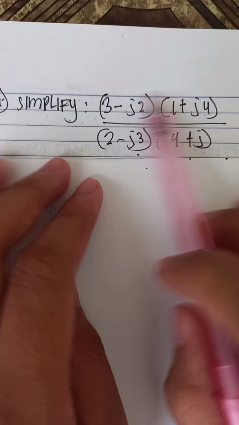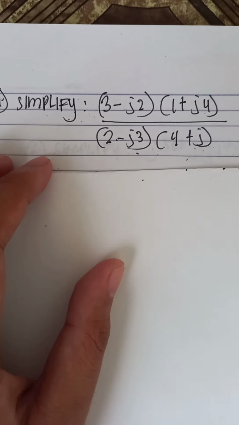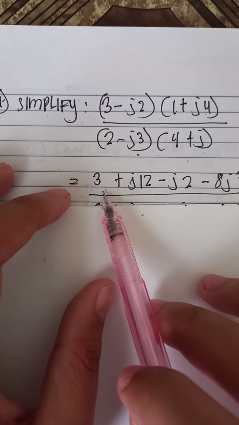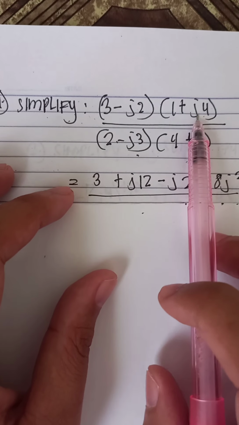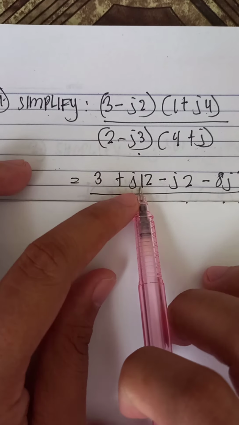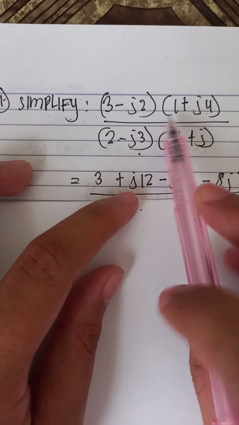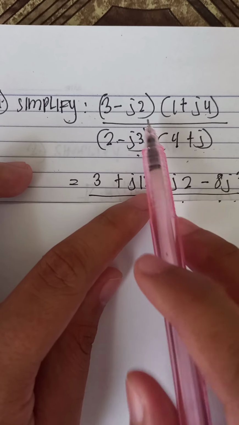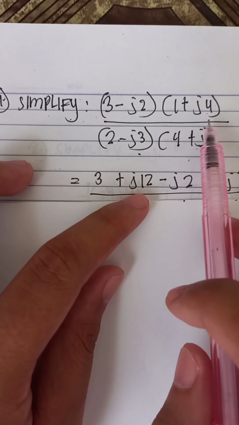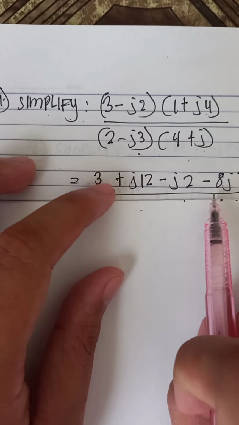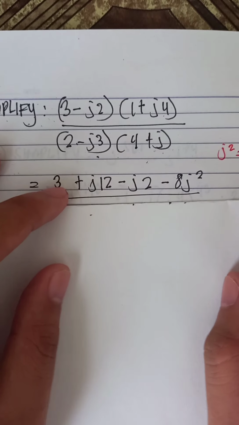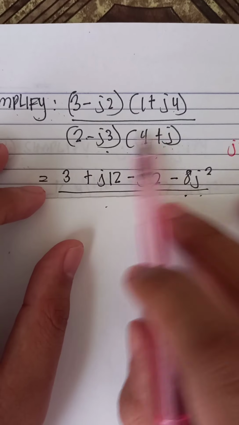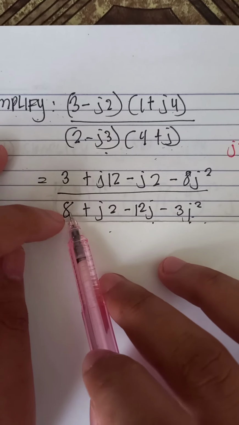So first, 3 times 1 is equal to 3. 3 times j4 equals j12. Negative j2 times 1 is equal to negative j2, and negative j2 times j4 is equal to negative j2 squared. And also simplify the denominator using the FOIL method.